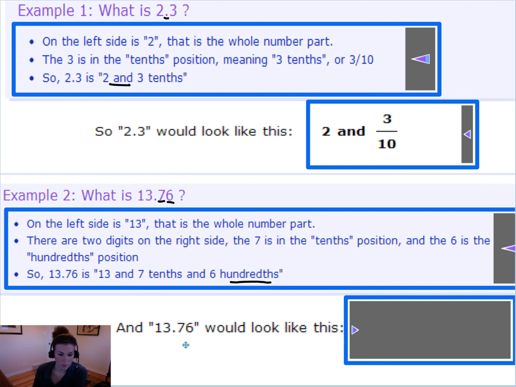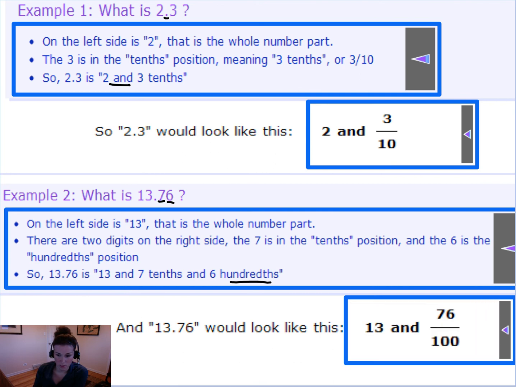So 13.76 would actually look like this. 13 and 76/100. Again, these are the same things. This is just written as a decimal, and over here it's written as a fraction.